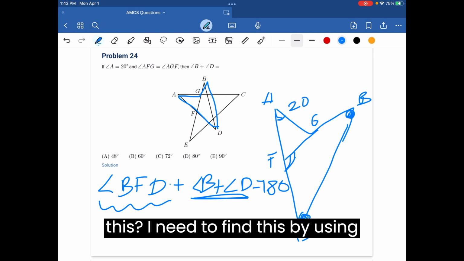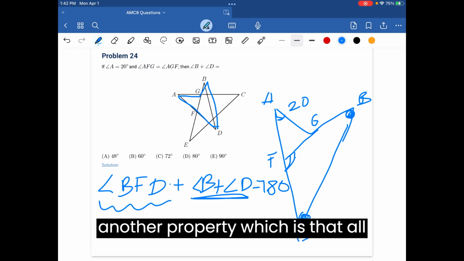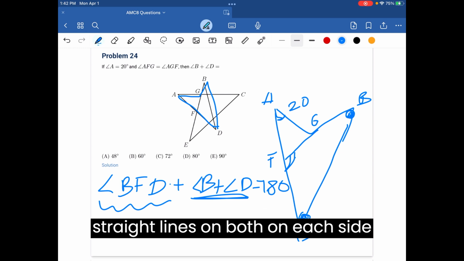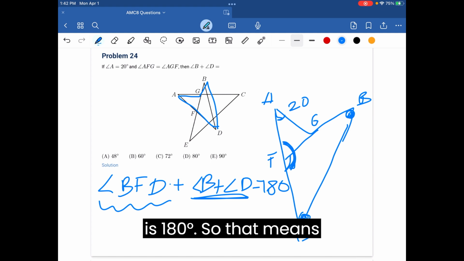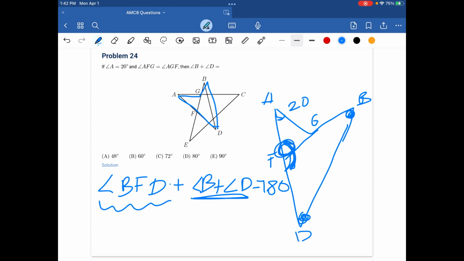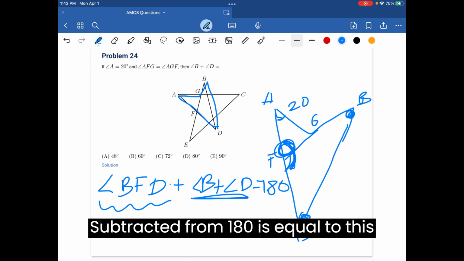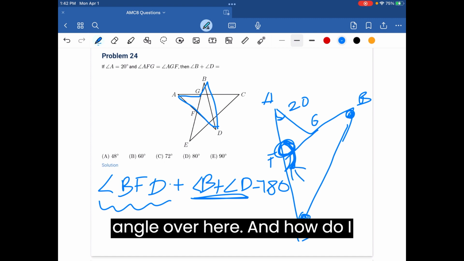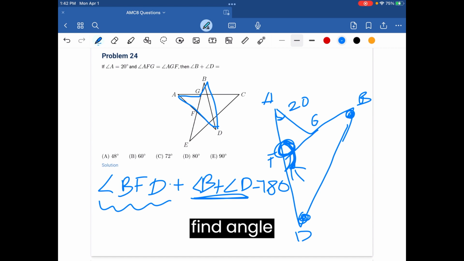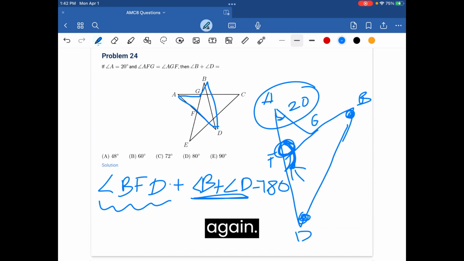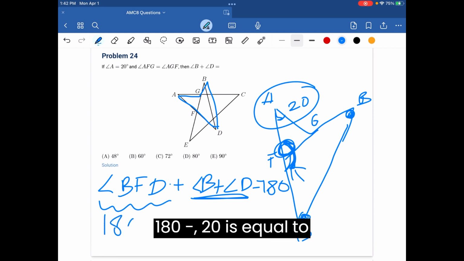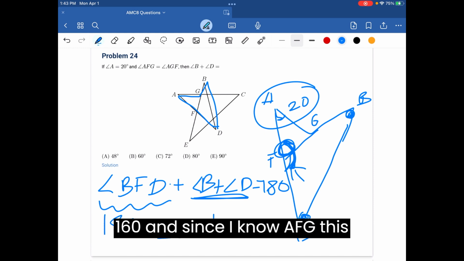And how do I find this? I need to find this by using another property, which is that all angles on a straight line add up to 180 degrees. So all of this is 180 degrees. That means this angle over here, subtracted from 180, is equal to this angle over here. And how do I find angle AFG? I can find this using this, because again, 180 minus 20 is equal to 160.